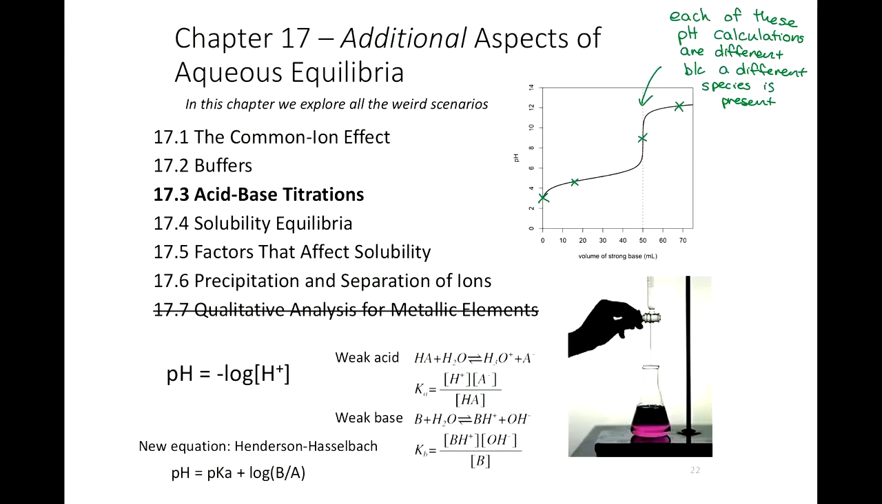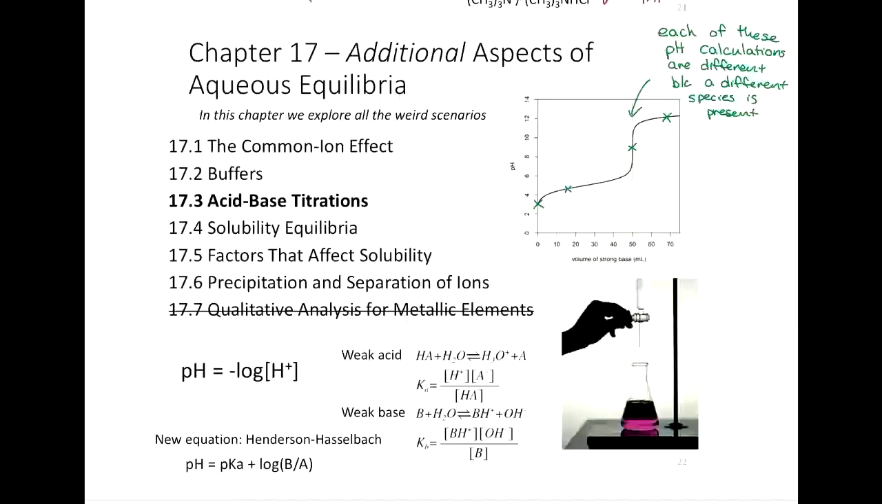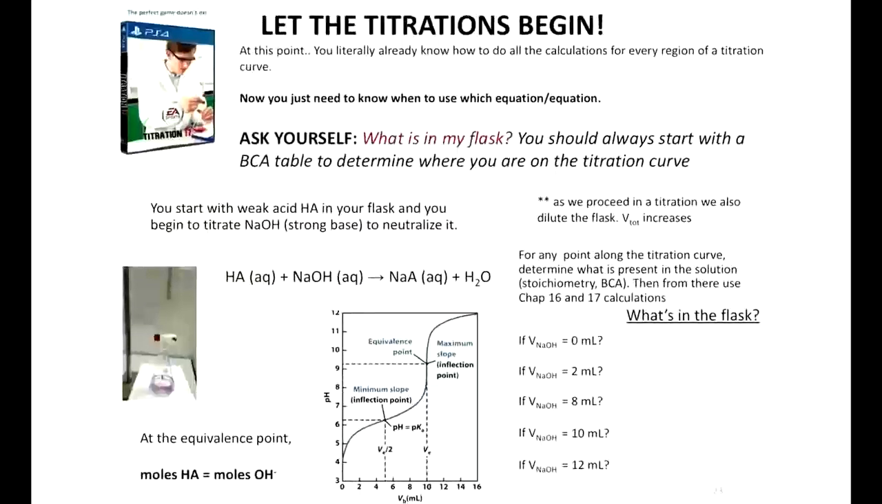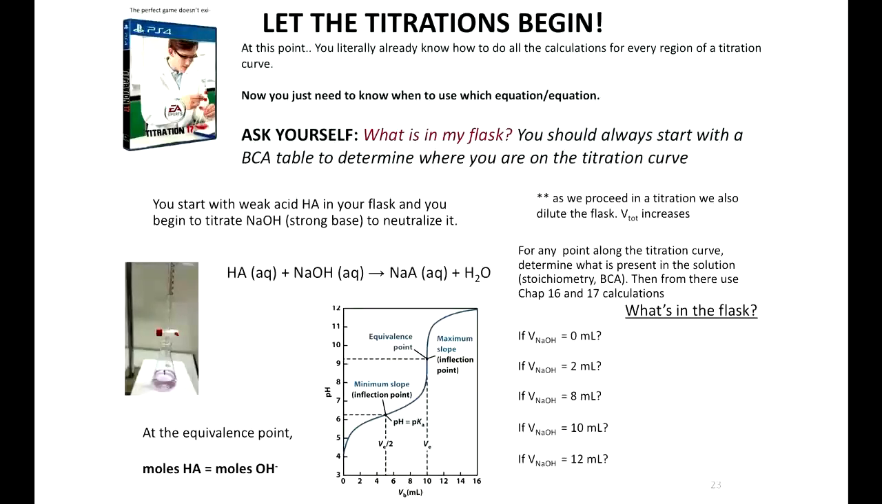You'll do strong acid, strong base in one of your labs, and you can calculate pH at every single point. And then you'll do a weak acid system with a strong base. You can calculate the pH at every single point. You'll also measure it, but you can calculate it. So let's move into it. Okay, so let's let the titrations begin.